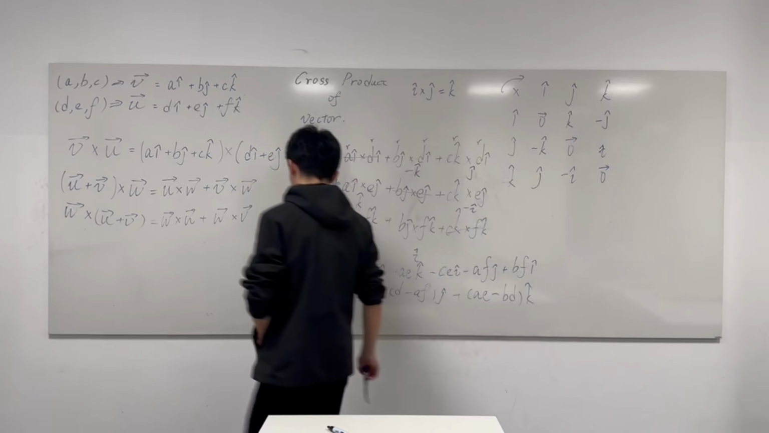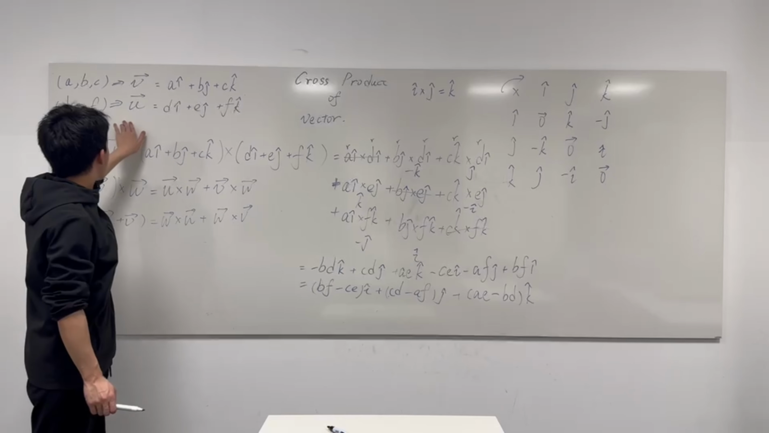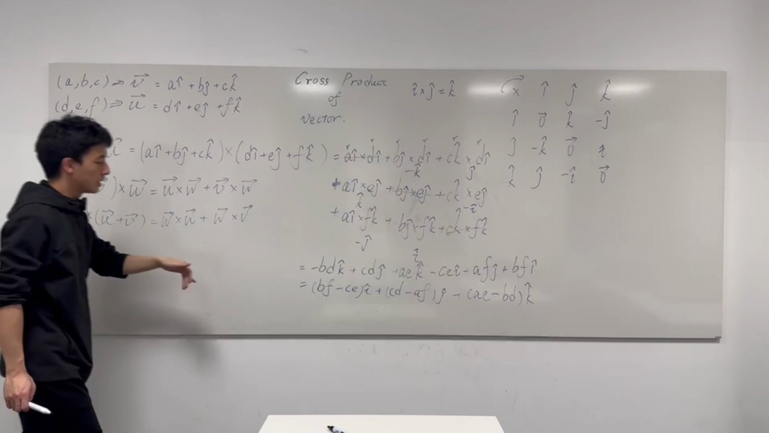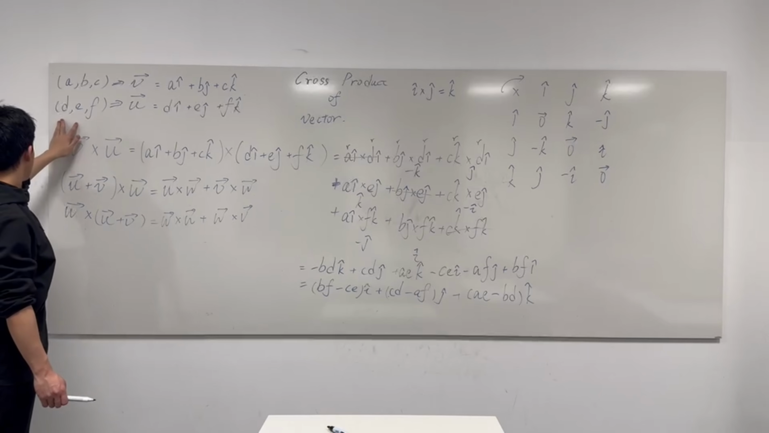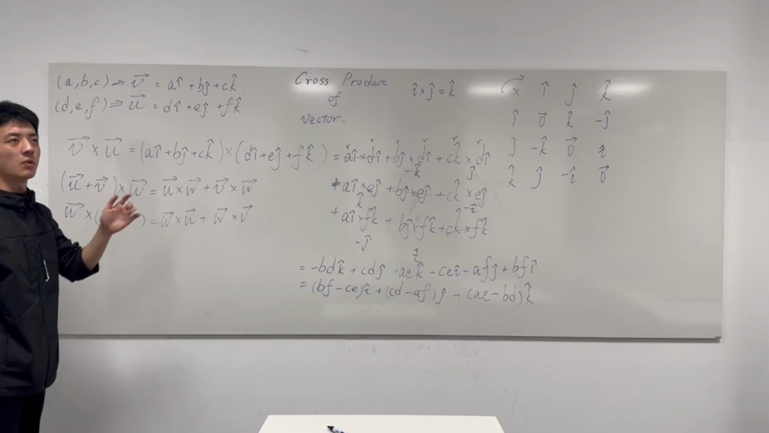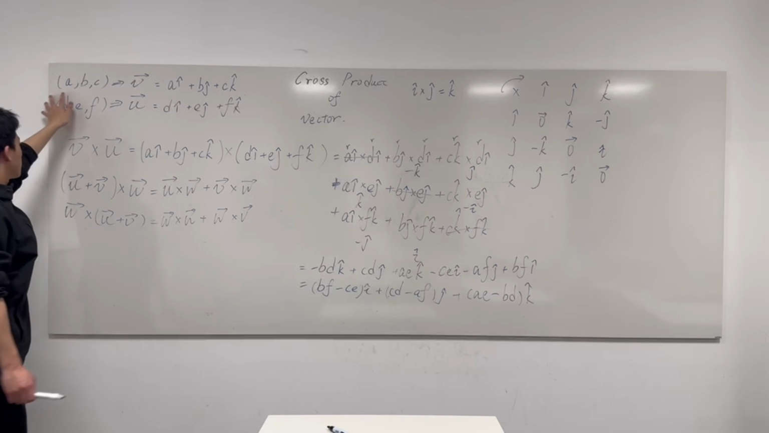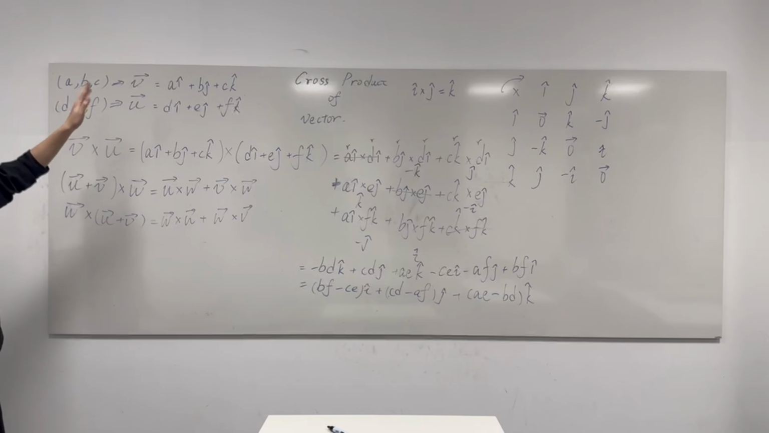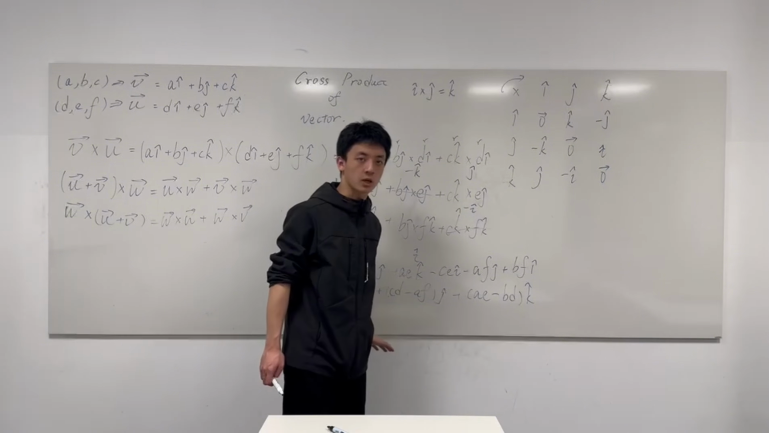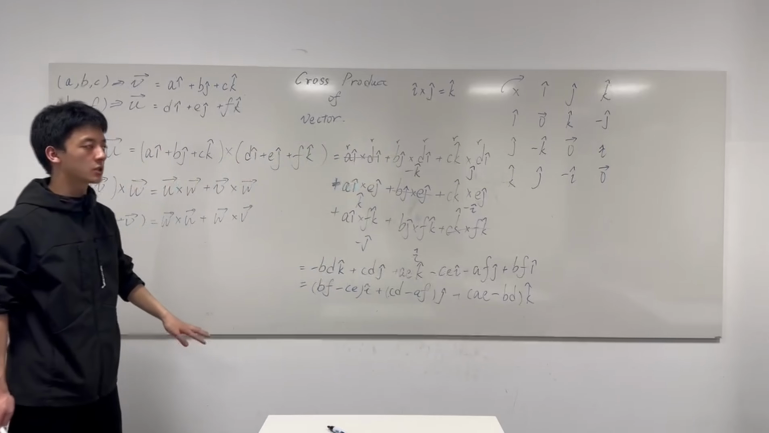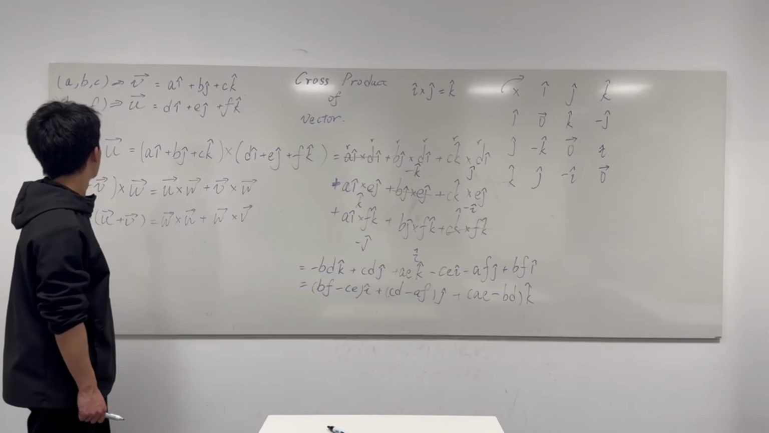So yeah, that is the formula. For this, I used 6 different letters, but you can compare with your formula booklet, which may use A1, A2, A3, B1, B2, B3. You can replace all the letters with A1, A2, A3, B1, B2, B3 and check if it is correct or not. So that's using the algebra way to prove the cross product.